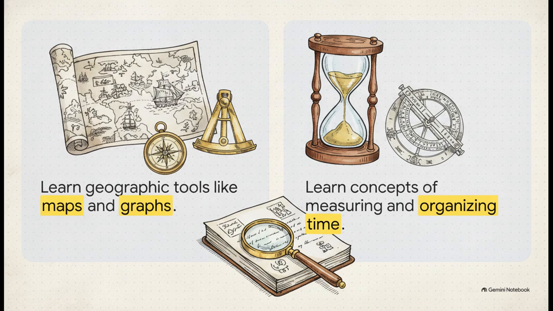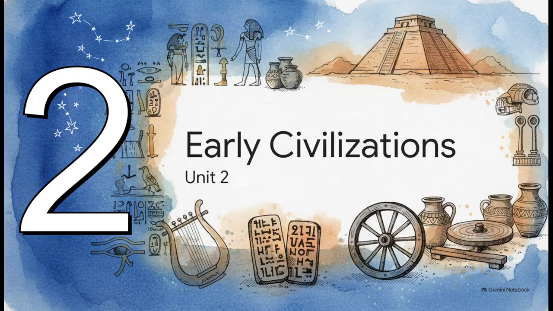But the real magic? That happens when you synthesize these things together. By combining where something happened on a map with when it happened on a timeline, you can finally uncover why it happened. You take these scattered written sources, maps, and timelines, and you synthesize them into one perfectly supported historical conclusion. And that brings us right into Unit 2, Early Civilizations and Inventions.